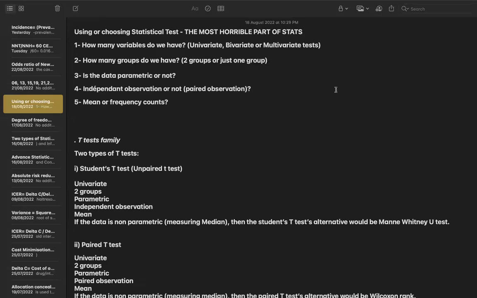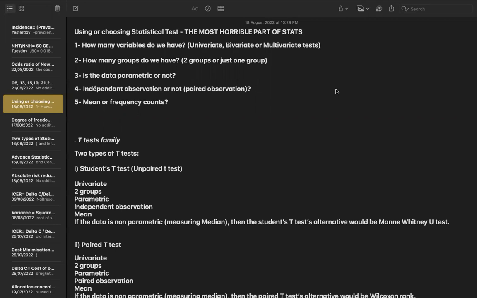Okay, so today we will be discussing choosing a statistical test, which is obviously the most horrible part of stats, and this is very high yield. We got a lot of questions regarding this section, so let's start. Before choosing any statistical test, we should have a few questions in our mind, and obviously the answers to those questions. What are they?